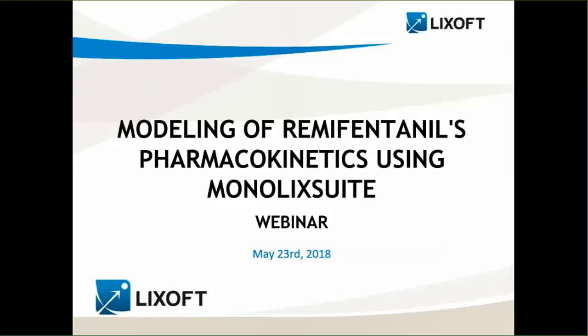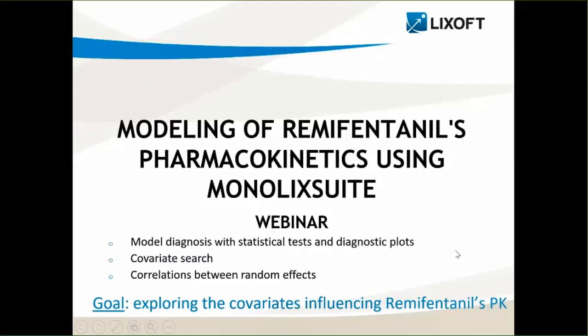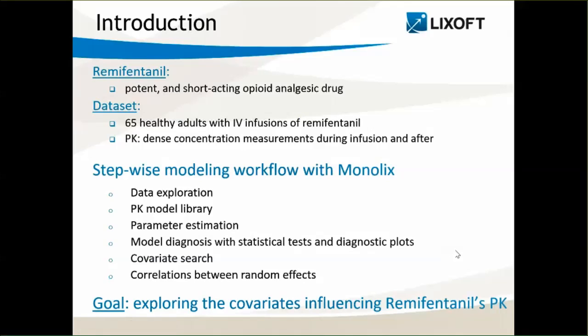Thank you. So in this webinar, I will show how to use Monolix to build a population pharmacokinetic model for remifentanil. Remifentanil is an opioid analgesic drug with a rapid onset and a rapid recovery time, and it is used for sedation and anesthesia. It is given in adults via continuous IV infusion with doses that may be adjusted to age and weight of patients.